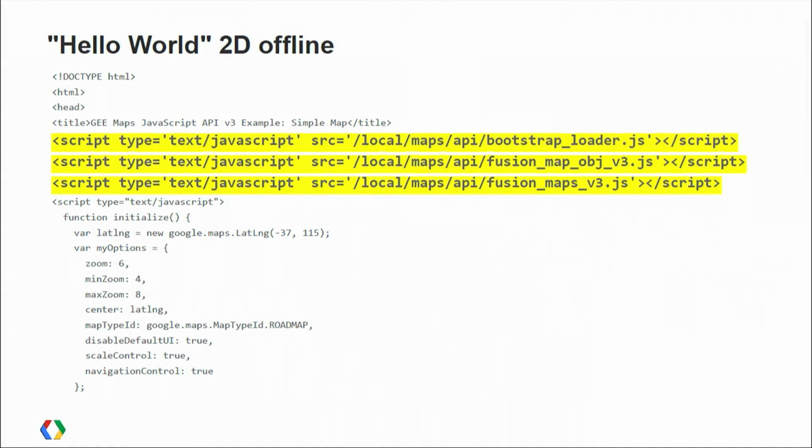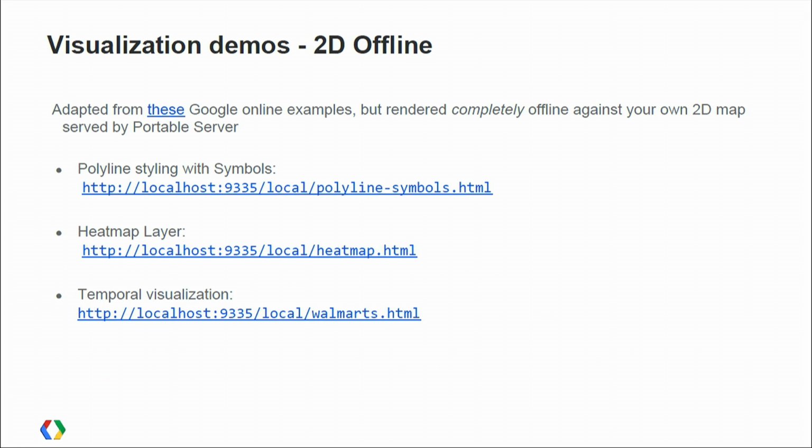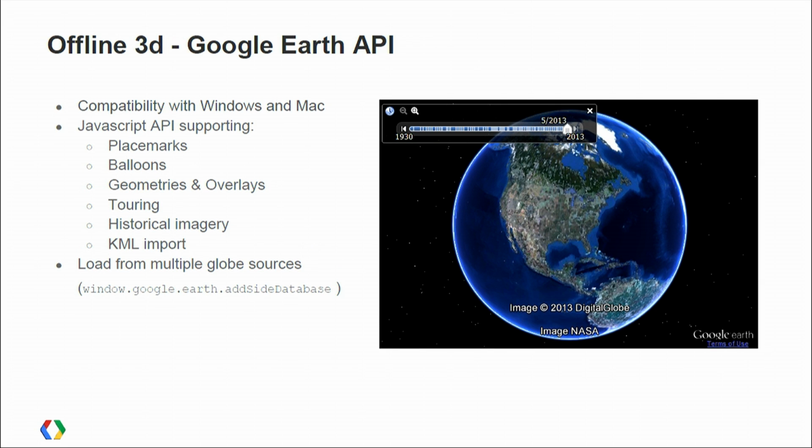So in that Hello World example that I just showed you, I've highlighted the lines here that would be needed to load the JavaScript API off the portable server instead of from google.com. And again, you want to pay close attention to the use of this gFusionMap, which is what you would need to instantiate. All these slides will be made available after the talk, so again, these code samples aren't meant to be eye charts. We want to leave these with you as a resource that you can reference later.